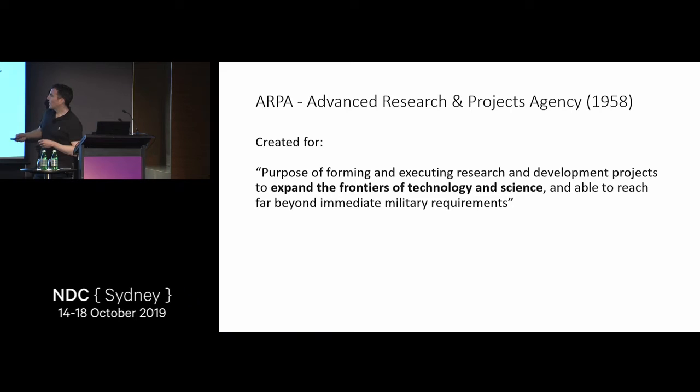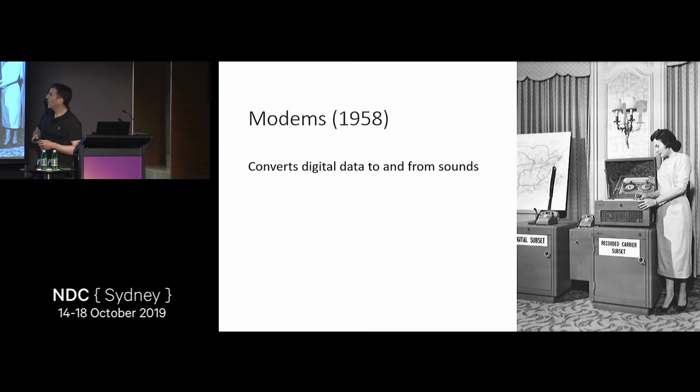So, what's going on in the world of networking and so on at this time? Well, 1958 sees the introduction of modems. And modems convert digital data to and from sounds. And these are important because this allows existing telecoms infrastructure to be used to actually go and transmit data between different machines. There's also an argument that there was something which could arguably be classified a modem a little bit earlier, which was an encrypted communication system.